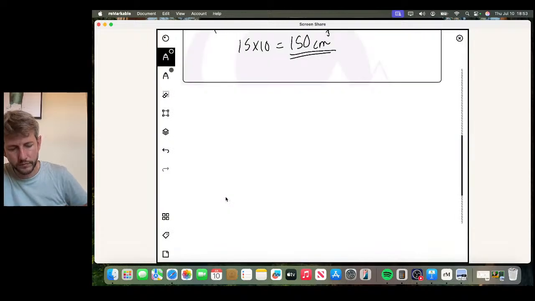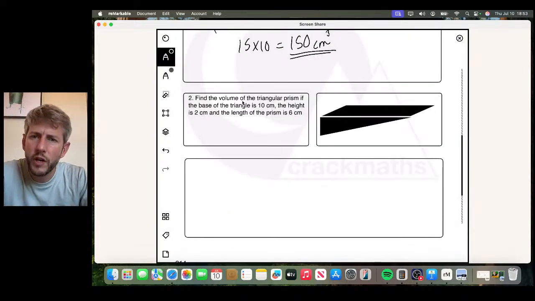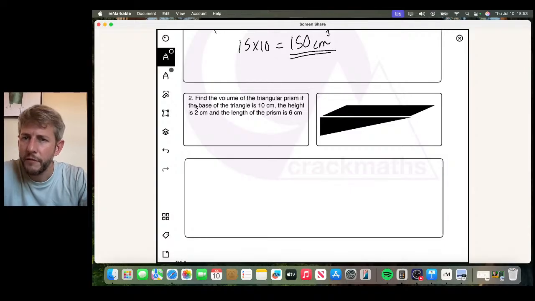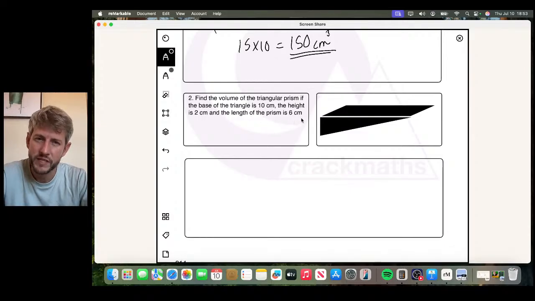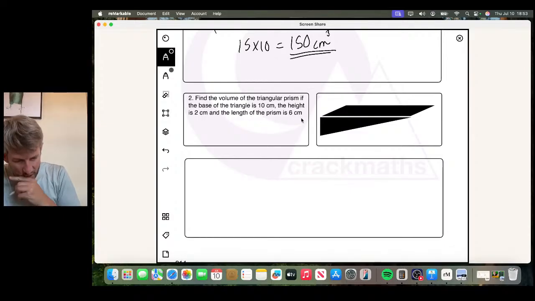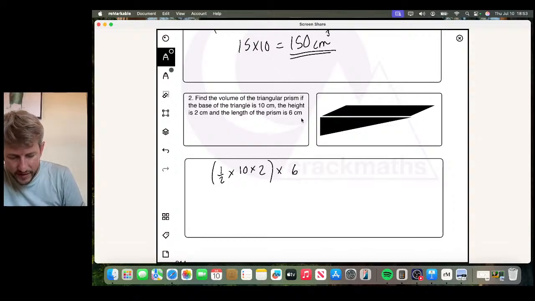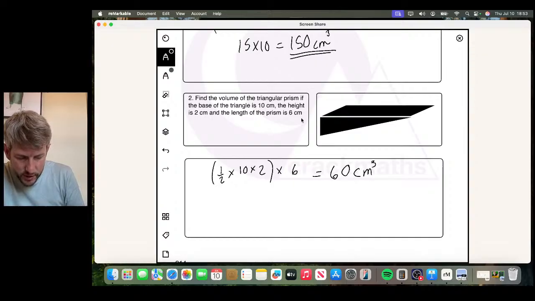Okay. Next, find the volume of the triangle prism if the base of the triangle is 10 centimeters, the height is 2 centimeters, and the length of the prism is 6 centimeters. So again, we find the area of the triangle and multiply it by the length of the prism. So we've got a half times 10 times 2, and then that's the area of the triangle, and then we times that by 6 to get the volume of the prism. So half of 10 is 5, 5 times 2 is 10, 10 times 6 is 60. So this will be 60 centimeters cubed.